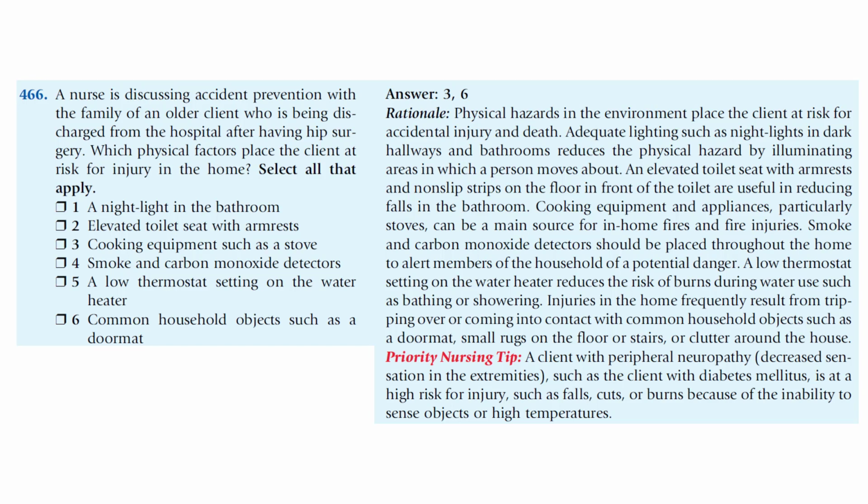Cooking equipment and appliances, particularly stoves, can be a main source for in-home fires and fire injuries. Smoke and carbon monoxide detectors should be placed throughout the home to alert members of the household of a potential danger. A low thermostat setting on the water heater reduces the risk of burns during water use such as bathing or showering. Injuries in the home frequently result from tripping over or coming into contact with common household objects such as a doormat, small rugs on the floor or stairs, or clutter around the house.